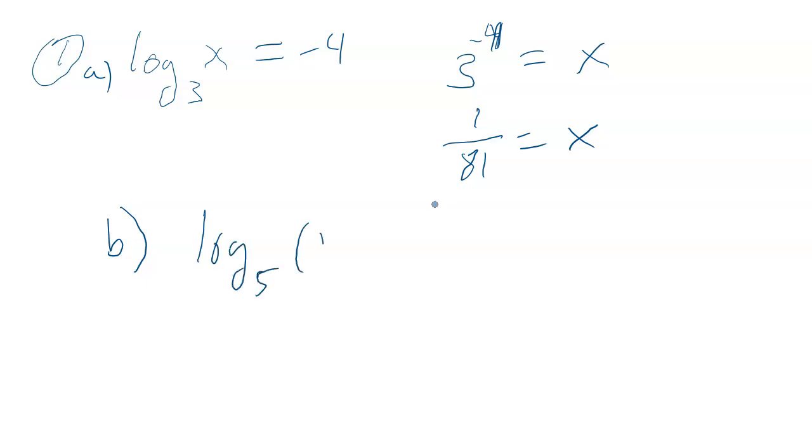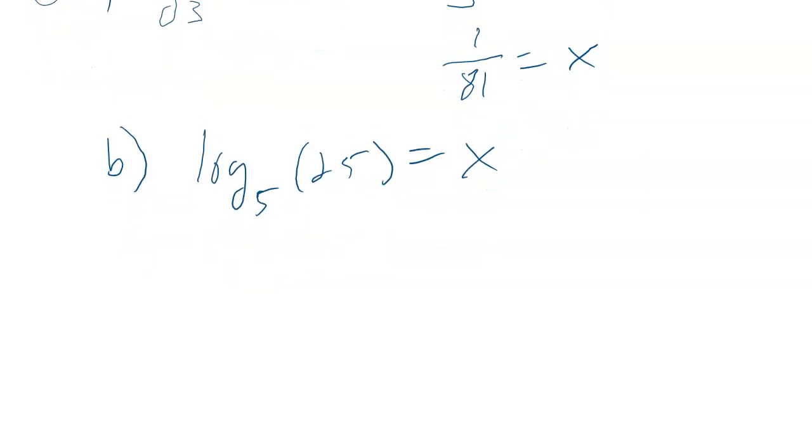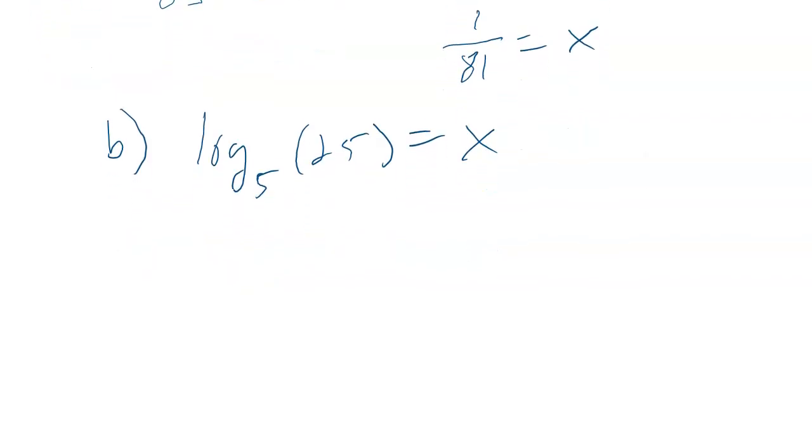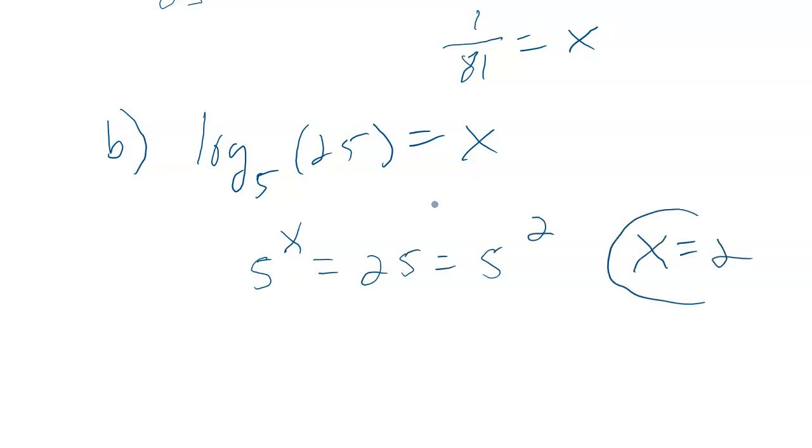Part B, just ripping through these problems as quickly as we can. Log base 5 of 25 is equal to x. You know what? I'm gonna go exponential form. 5 to the x is equal to 25, but 25 is really 5 squared, so therefore x is equal to 2. That's no big deal.